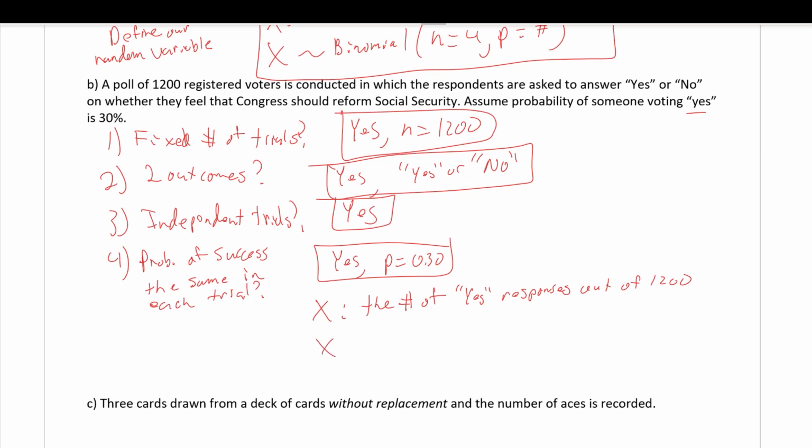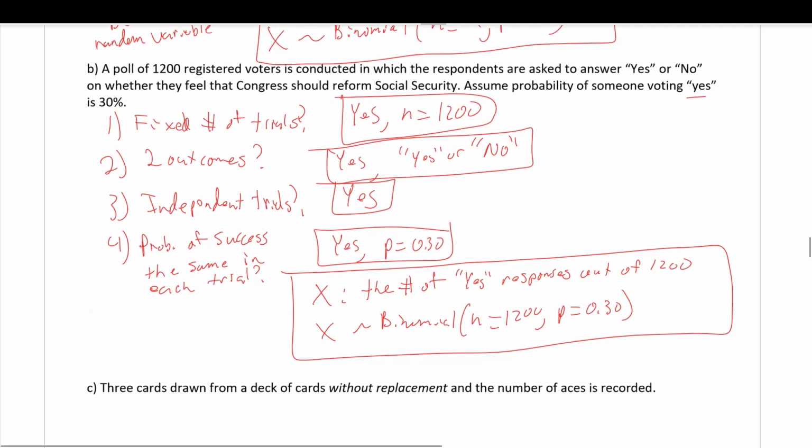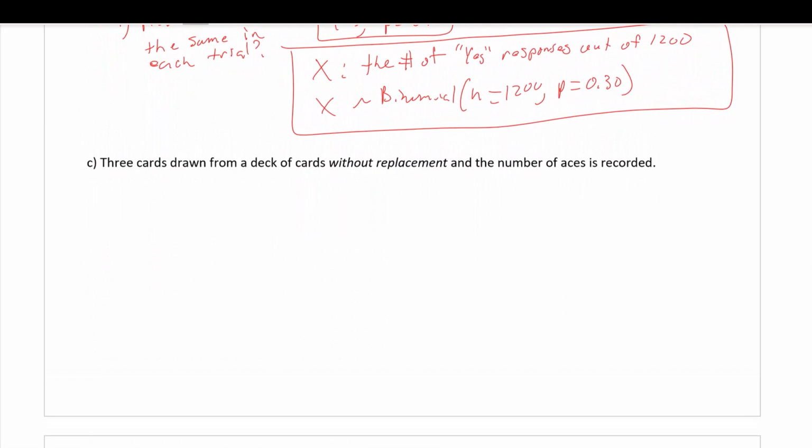Okay. X is a binomial where n is, in this case, 1,200. And the probability of success in any one of the trials is 0.30 or 30%. All right. So far we've had 2 binomials, and we only have 1 problem left. Okay. So take a lucky guess if this is going to be binomial or not. Well, let's see. Because not every probability experiment should be binomial, right? So let me kind of show you what we have here.